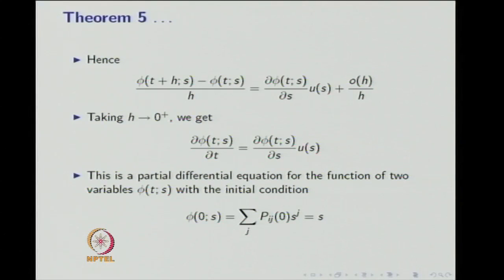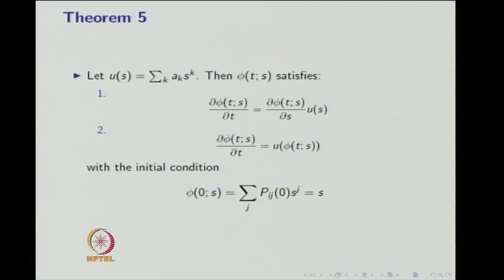Taking h tends to 0 positive, we get the partial differential equation: partial psi by partial t is equal to partial psi by partial s times u of s. This is a partial differential equation for the function of two variables psi of t comma s, with the initial condition psi of 0 comma s is s. So, we have proved the first part of theorem 5. Similarly, one can prove the second part of theorem 5.